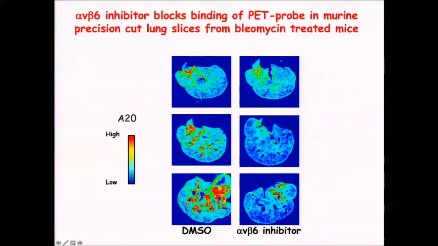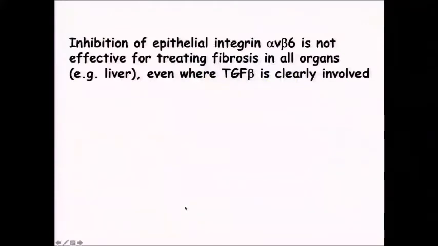But one limitation of the approach that I just told you about is that inhibition of this epithelial integrin alpha V beta 6 is effective in some organs, in the kidney, in the biliary tract, and the lung, but isn't effective at all in other organs that develop pulmonary or tissue fibrosis, where TGF-beta is clearly involved. And one of the best examples is hepatotoxic injury in the liver, where there's dramatic progression of fibrosis, but alpha V beta 6 isn't even upregulated in the fibrotic or fibrosing liver, and in our knockout mice or with our blocking antibody, there's absolutely no effect.